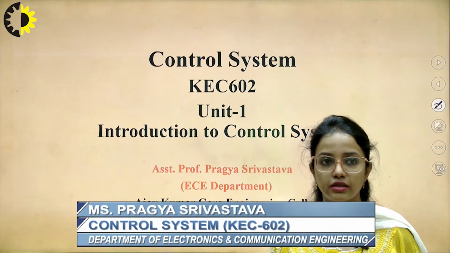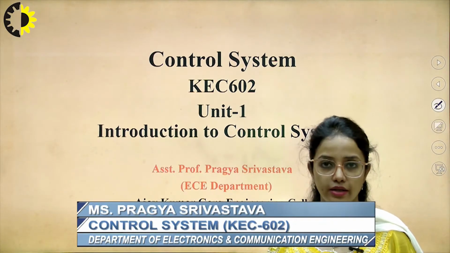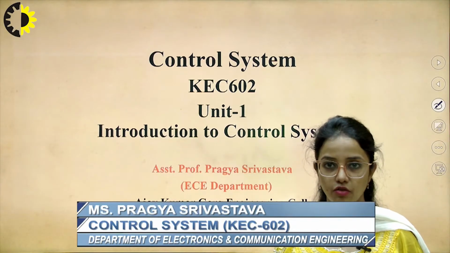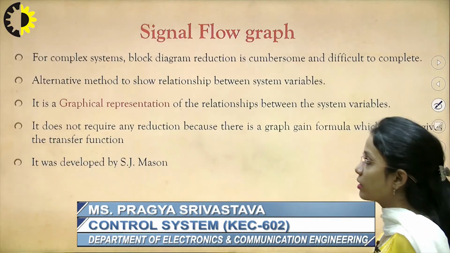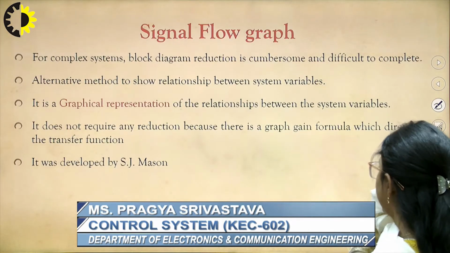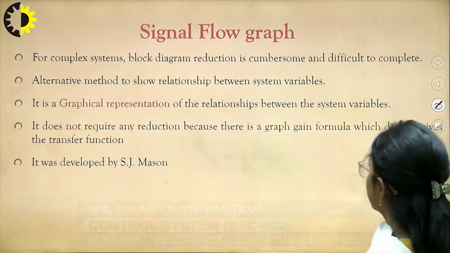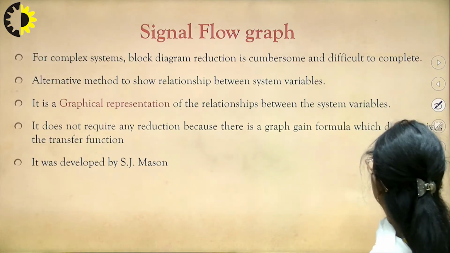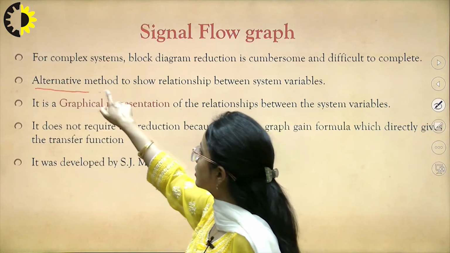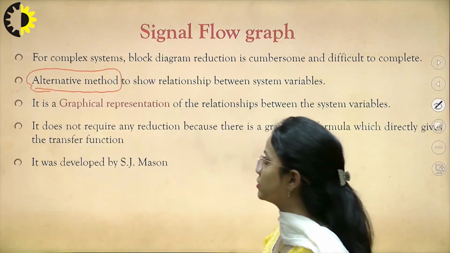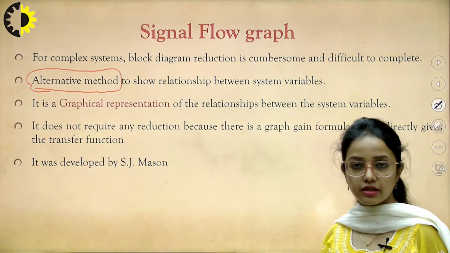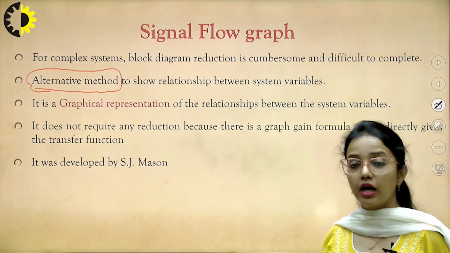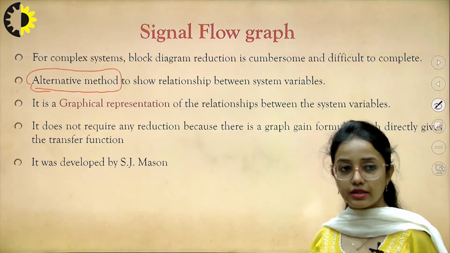We are presently discussing its unit 1. After discussing block diagram and block diagram reduction techniques, we are presently switching on to signal flow graph. Here we see signal flow graph is nothing but a graphical representation of the same block diagram. We also see that it is an alternative method. It is as good as a block diagram would represent a system. Similarly, a signal flow graph also does the same.